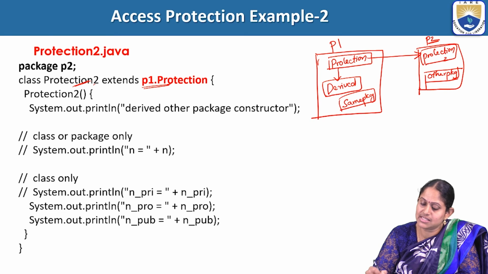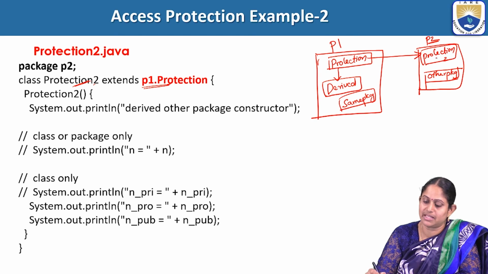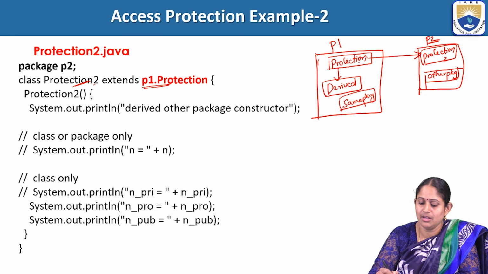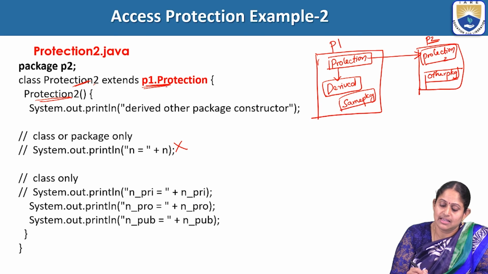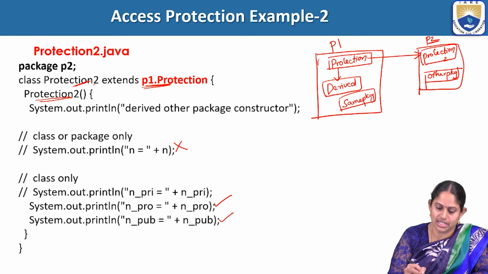So even though protection 2 is present in a different package, since it is a subclass, it can access the protected variable of the protection class. Only the protected and public members can be accessed by protection 2, which is present inside package 2 but derived from the protection class. So inside protection 2, you cannot access the default member of the protection class. Only the protected and public members of the protection class can be used over here. It cannot access the default member nor the private member.